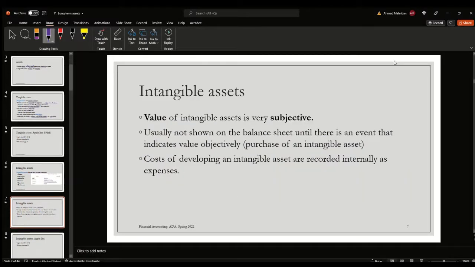Now, intangible assets have a sort of value that is very hard to pinpoint, so it's very subjective. Yeah, it has a very subjective value. Usually, the value of the intangible assets is not shown on the balance sheet. Yeah, it's not shown on the balance sheet until there is an event that indicates value objectively.